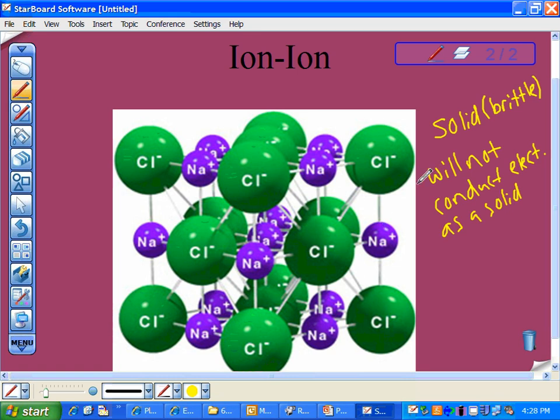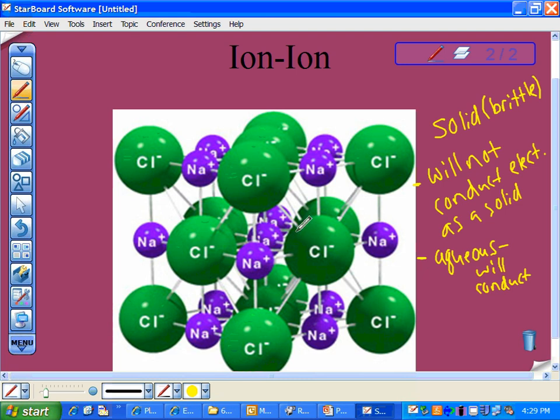But we can make salt conduct electricity. One way is if we were to dissolve it in water. Water will dissolve ionic compounds for the most part, unless their Ksp is really small. If you were to make them aqueous, they will conduct electricity. We call them electrolytes.